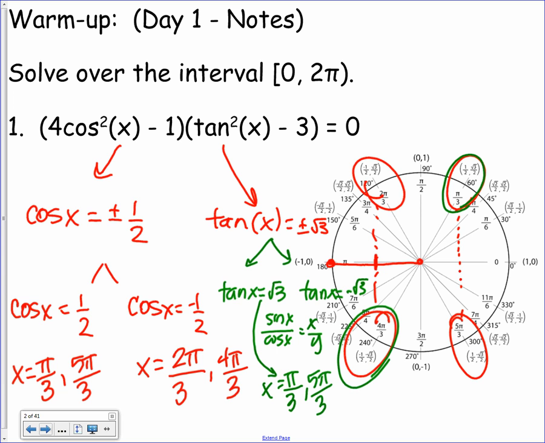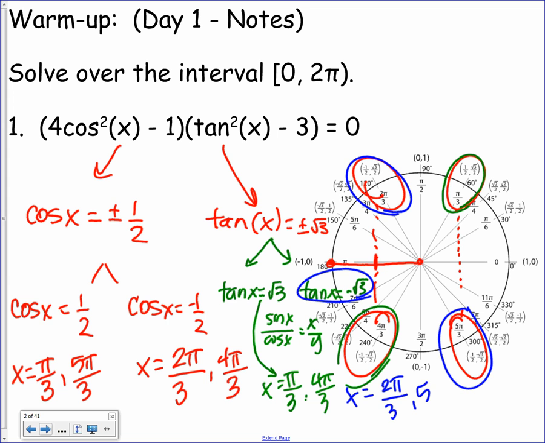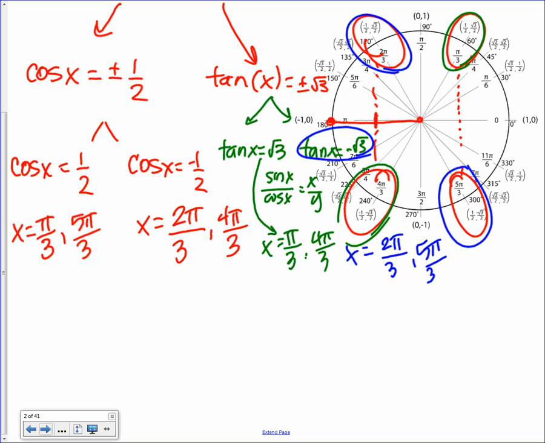Where do I get the negative root 3? Well, that's at 2 pi over 3 and 5 pi over 3. Uh-oh, hang on, this should be 4 pi over 3. My bad. How about 4 pi over 3? Okay, so the negative ones came from x equals 2 pi over 3 and 5 pi over 3. Please note that these are duplicate answers, that you had the same for both the cosine part and for the tangent part. We don't need to have repeated answers, so we'll just circle the one set and move on with life.